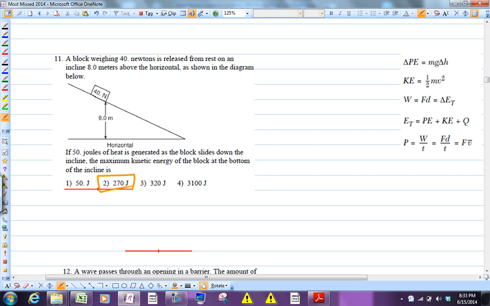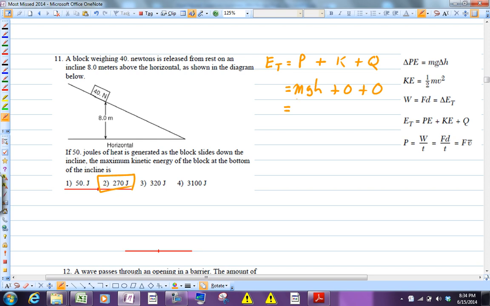This is really the same kind of concept we did earlier. You have an object that weighs 40 newtons. It's going to slide down that ramp, and if there was no friction, all of that potential energy in the beginning would turn into kinetic energy because there'd be no non-conservative work. So total energy equals potential plus kinetic plus any internal energy. At the top, we have the potential, which again is mgh. There's no kinetic, there's no internal energy.